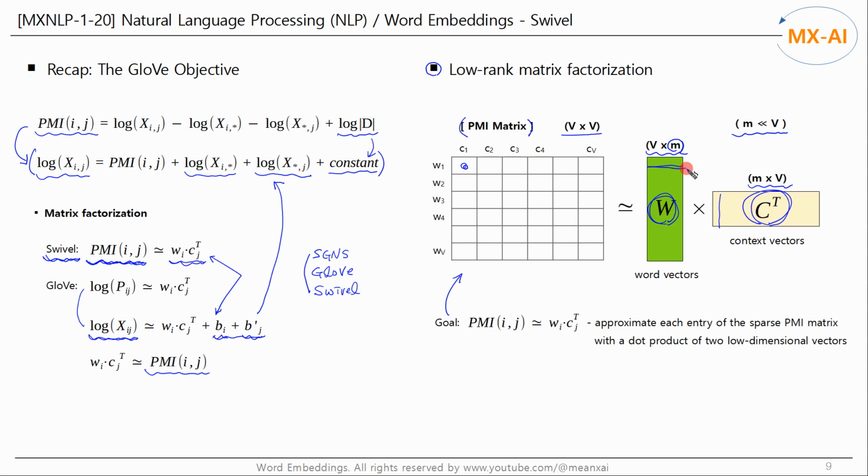This idea is not unique to Swivel. In fact, GloVe and even older methods such as latent semantic analysis, or LSA, are built on the same fundamental principle. From this perspective, Word2Vec, GloVe, and Swivel all share the same underlying goal. They all seek to represent the statistical relationships hidden in co-occurrence data using low-dimensional vectors.